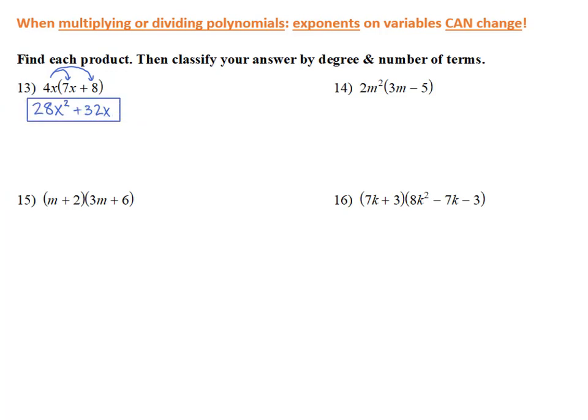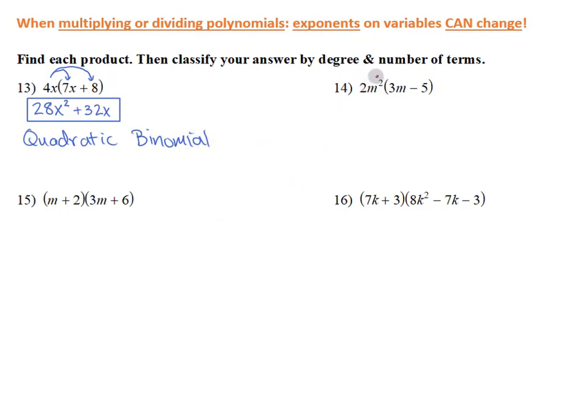And if we were classifying this by degree and number of terms, this would be a quadratic, because x squared is the highest degree. Binomial, quadratic binomial, because there's only 2 terms, and we name it by number of terms. Remember, 2 terms is binomial.